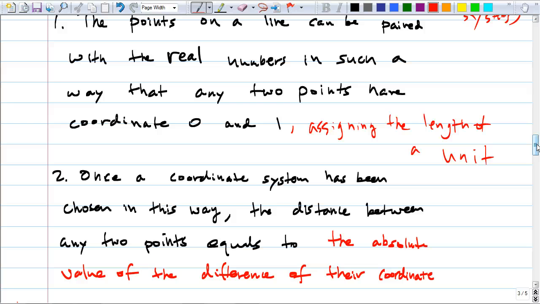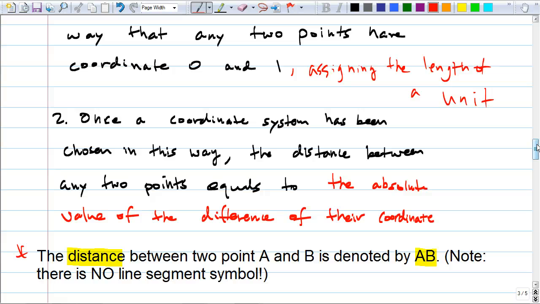So don't worry too much about this. We're just basically defining a number line, right? And in a number line, you could make 1 unit to be anything you want. Once you've chosen that, that unit is the same throughout the whole thing. So don't worry.